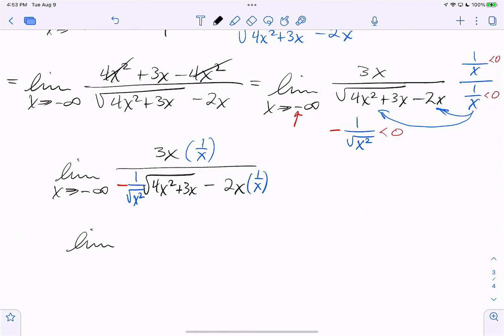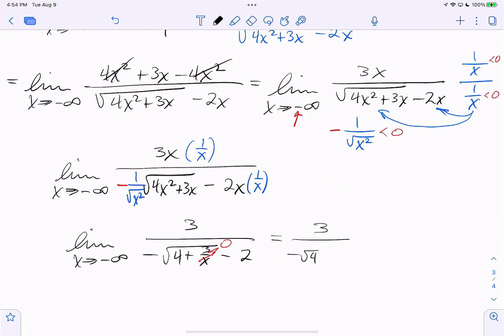Now I've got that this is the limit as x approaches negative infinity of 3 over negative square root of 4 plus 3 over x minus 2. 3 over x goes to 0. This result is 3 over negative square root of 4 minus 2. That's negative 3/4. Couple of things. Number one, if I didn't remember this negative here, then I would have ended up with the square root of 4 minus 2, which would have been 0. That would have given me the wrong answer.